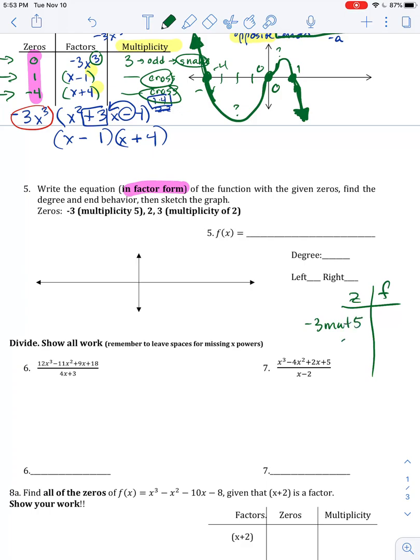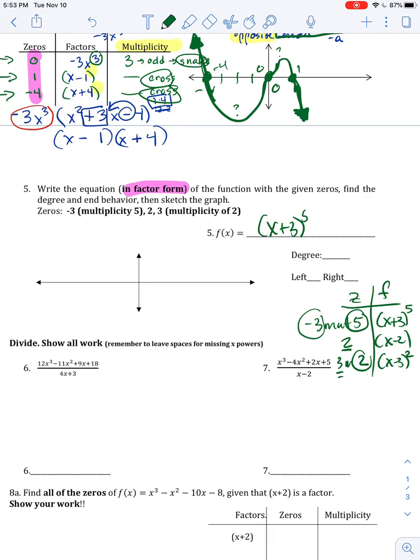This is a negative 3 with a multiplicity of 5. This is a 2 and then a 3 with a multiplicity of 2. So if you have a factor of negative 3, that becomes x plus 3 repeated 5 times because of the multiplicity. A factor of 2 becomes x minus 2. There was no multiplicity mentioned. And a factor of 3 becomes x minus 3, multiplicity of 2.